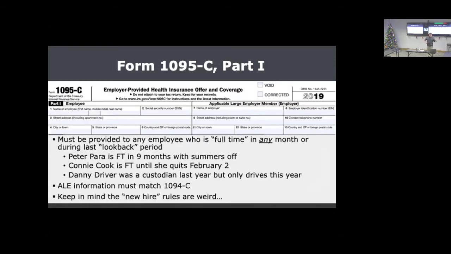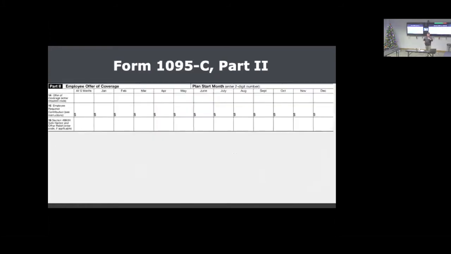Okay, so that's part 1, fairly straightforward stuff. That's just kind of the demographic information, the employee information. Part 2, lines 14, 15, 16 is where we're going to spend a majority of our time, the rest of this webinar, and where you're going to spend a majority of your time sorting through the codes. So for those that don't remember, you've got the 3 lines, 14, 15, 16.